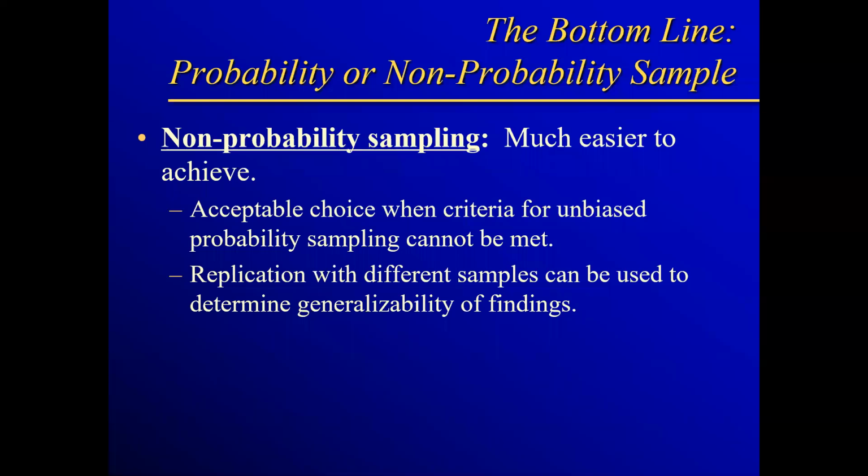Non-probability sampling is much easier to achieve. It's the acceptable choice when criteria for the unbiased probability sampling can't be met. And we talked about situations when we can't do that probability sampling. Then you can replicate your study with different samples to generalize those findings.